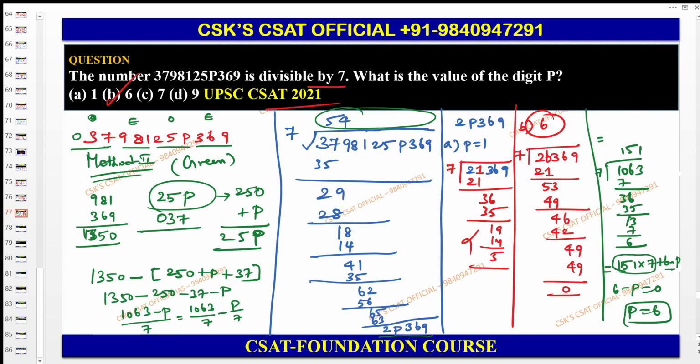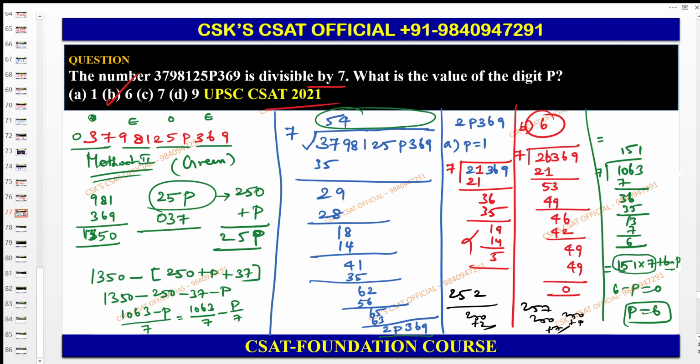Sir, in this 25p, how this 250? Listen, 252 can be written as 250 plus 2, isn't it? Yes, sir. 257 can be written as 250 plus 7, isn't it? Yes, Nikita? Then why can't you write 25p as 250 plus p? Nikita, understood now? But sir, it is multiplied now. Where it is multiplied? It has been provided as 25p only. Unit place is p.